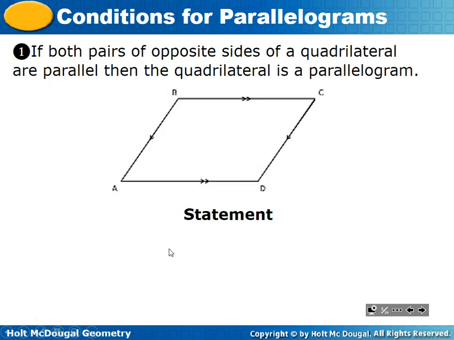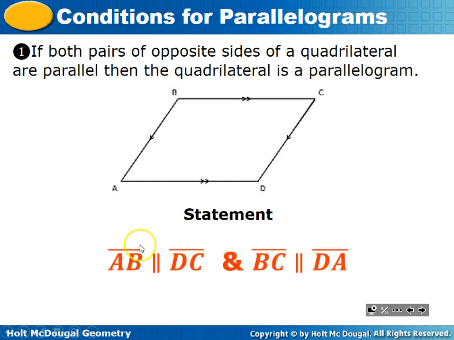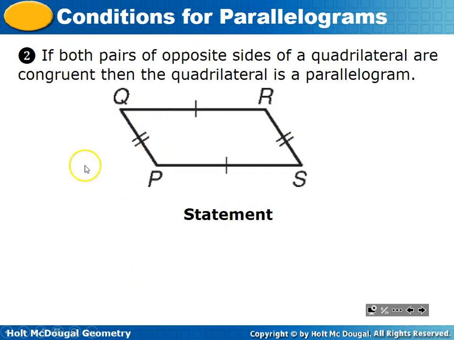The first one says if both pairs of opposite sides of a quadrilateral are parallel, then the quadrilateral is a parallelogram. So the statement we would write for that is that AB is parallel to DC and BC is parallel to AD. The next one says if both pairs of opposite sides of a quadrilateral are congruent, then the quadrilateral is a parallelogram.